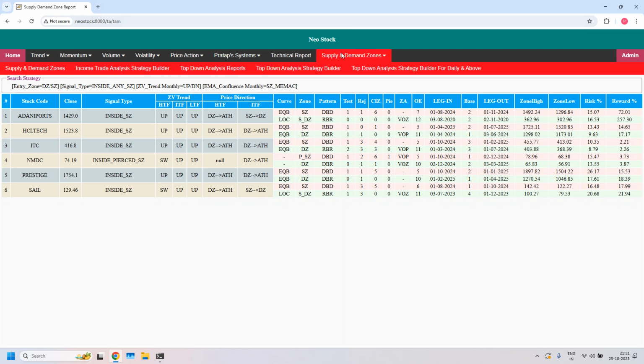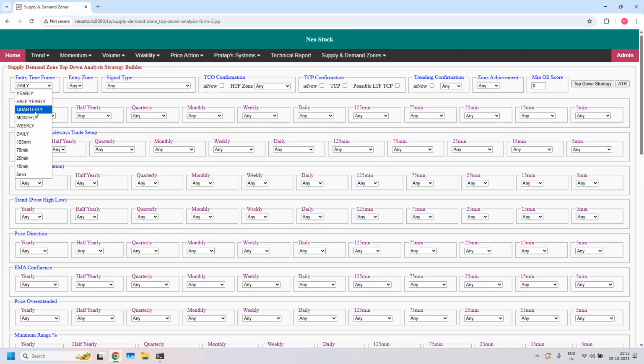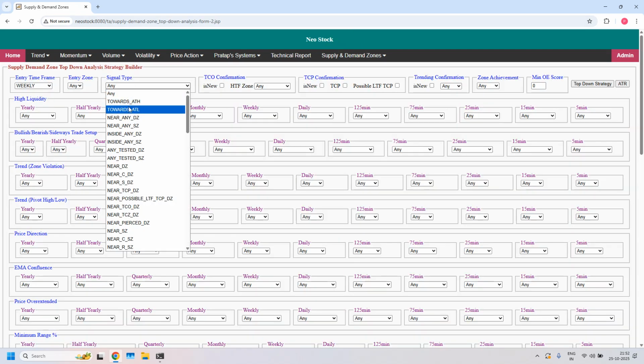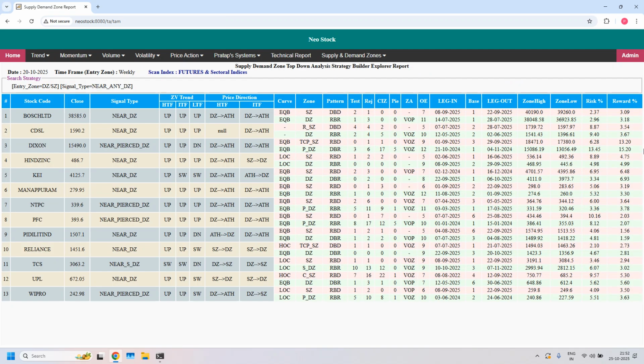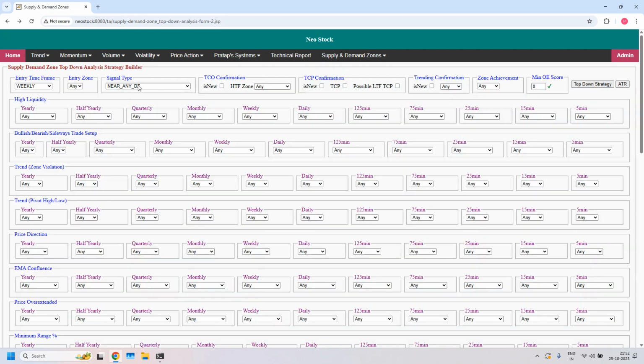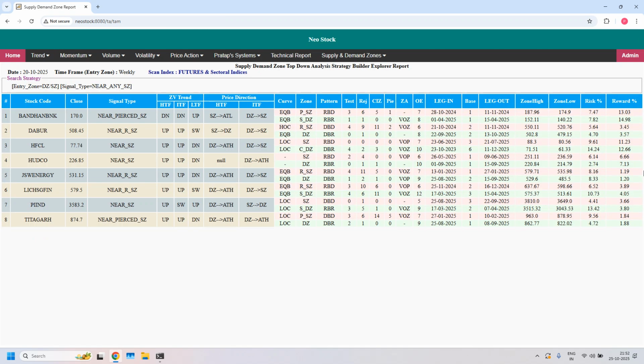Okay, next time frame is weekly. Stocks near to the weekly demand zone. We got 13 stocks. Next, stocks near to the weekly supply zone. We got 8 stocks.